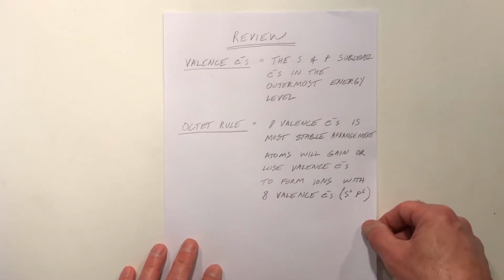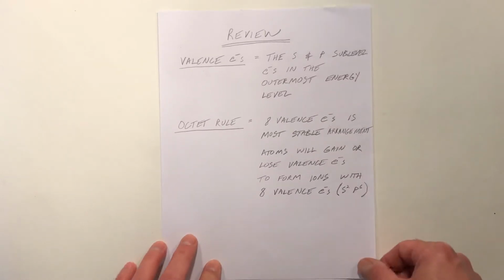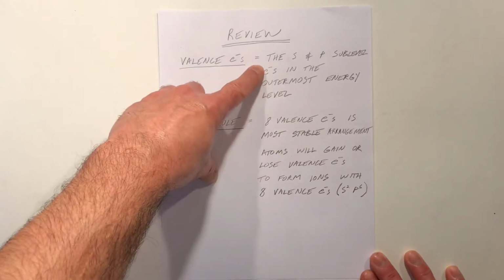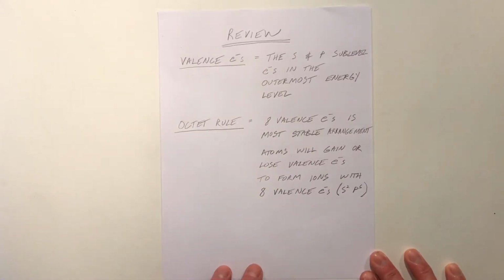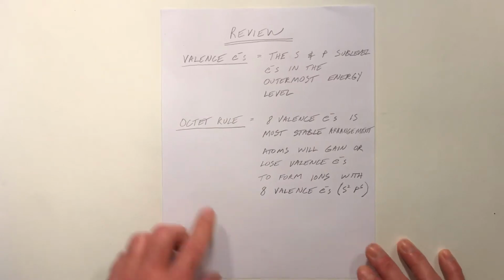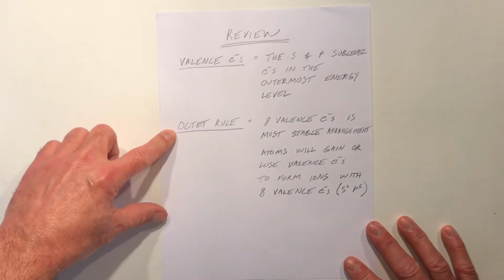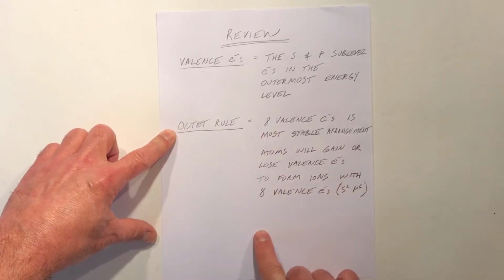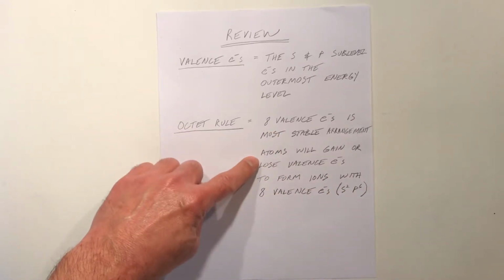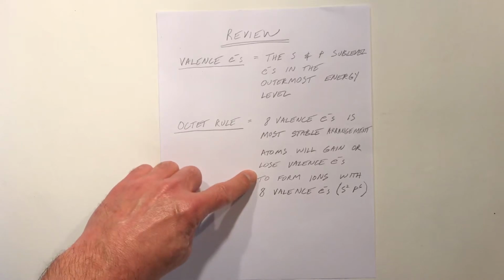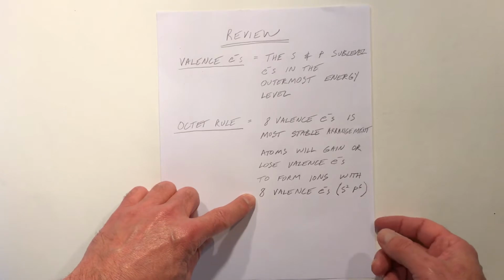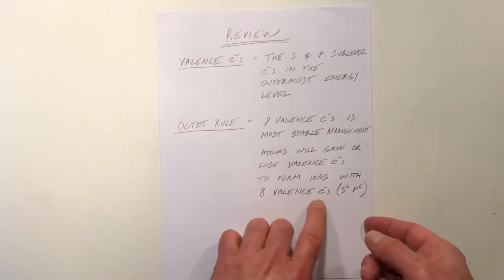The word valence in Latin means outside. So valence electrons are the outside or outermost S and P sublevel electrons on an atom. And we have a rule that we call the Octet Rule. An octet is a group of 8. 8 valence electrons is the most stable arrangement. Atoms will gain or lose electrons, valence electrons, to form ions with 8 valence electrons. In other words, so that they end with s2p6.